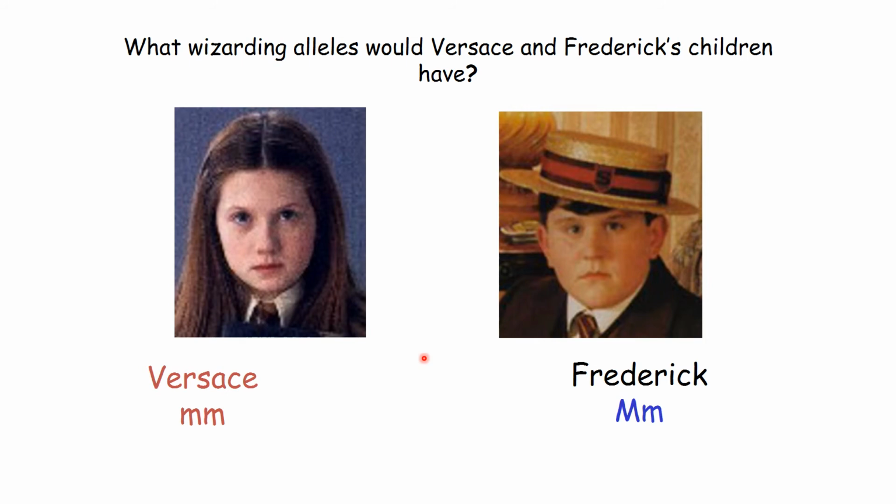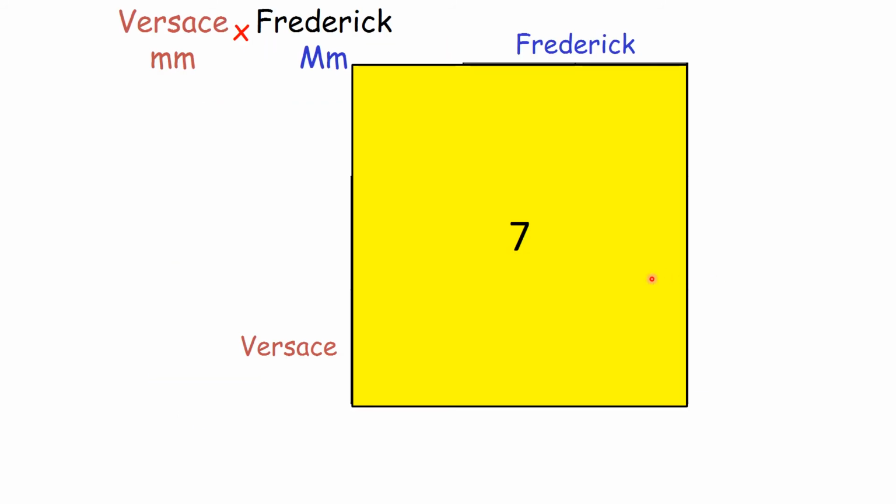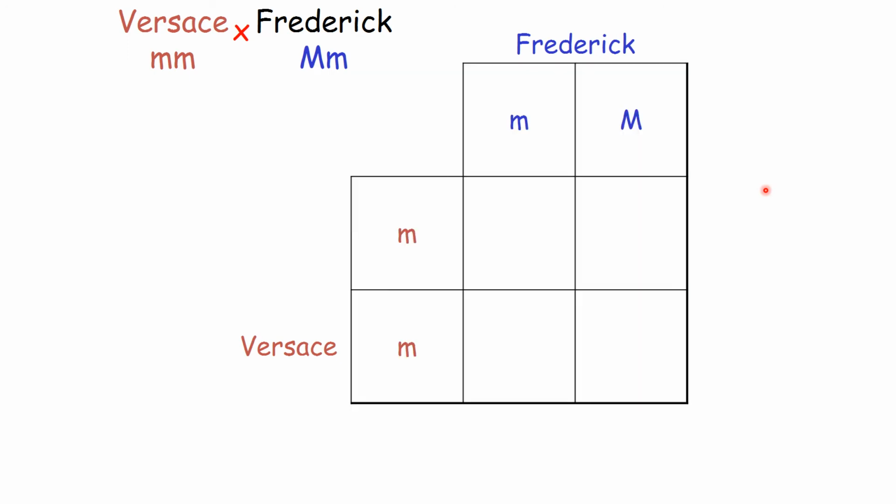Okay, try this one. So here we've got Versace and Frederick. Okay, do the Punnett square for these two. So for this, I hope you've done it. Number 7, you should have that first of all, and then that gives you this. So you're going to have 2 wizards and 2 muggles.